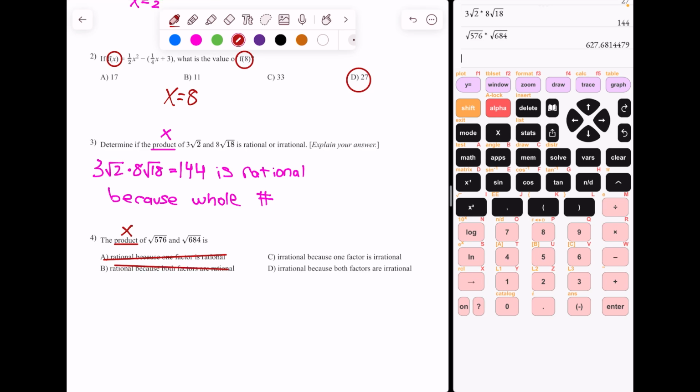And now we need to know, why is it rational? Is it rational because one factor, which means one number, is irrational, or is it because both numbers are irrational? Let's look at it now. The square root of 576 is 24, and the square root of 684 is irrational. So only one of them is irrational, which is answer choice C. Very good. All right, let's look at the next question.